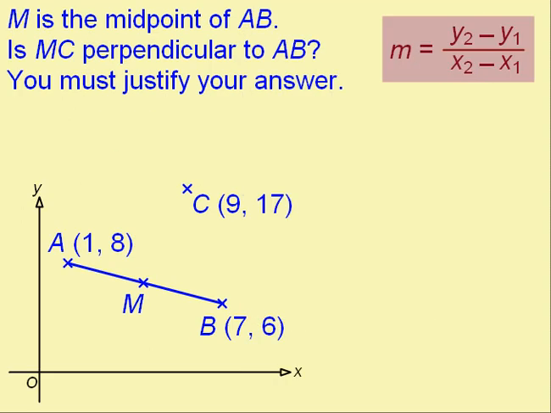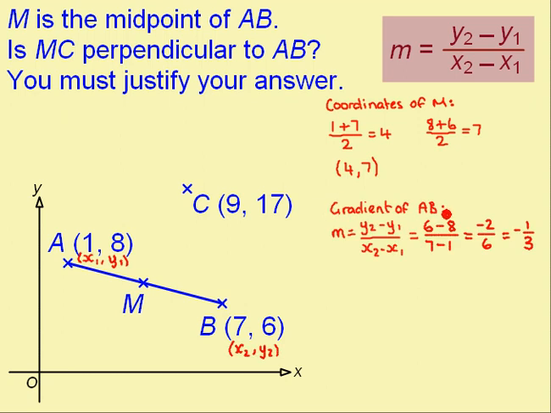Here's a much more difficult question for you to try. Press pause and have a go. When you're ready, press play. For this question, you needed to find the coordinates of M. You do this by adding the x coordinates of A and B and halving, you get 4, and the y coordinates of A and B and halving, you get 7. So the coordinates of M are 4, 7.